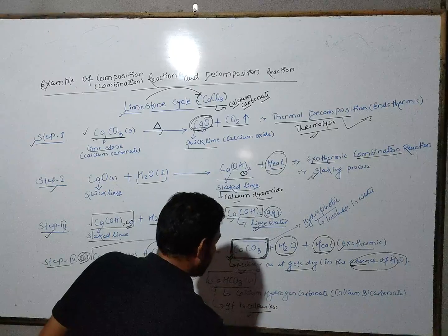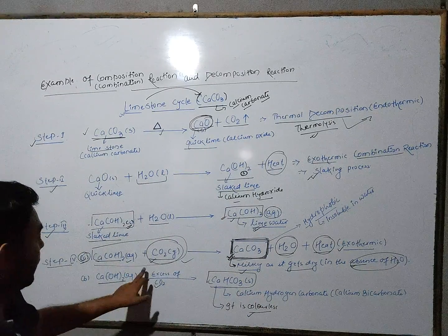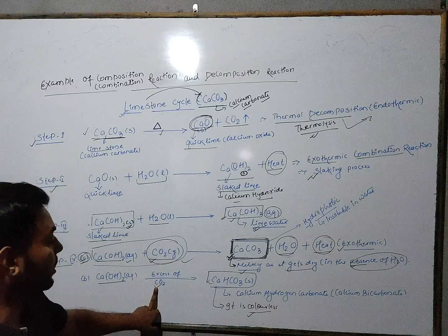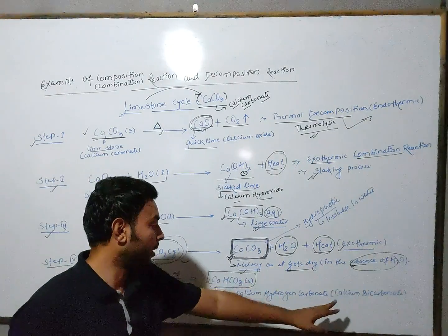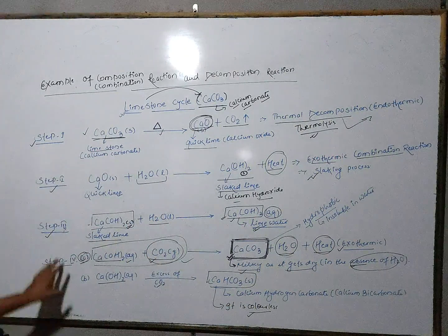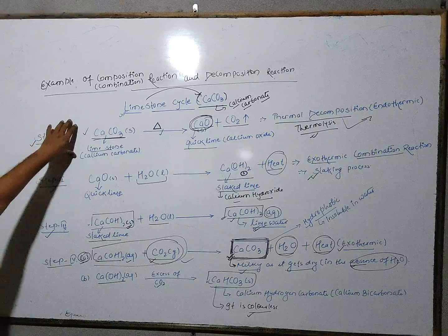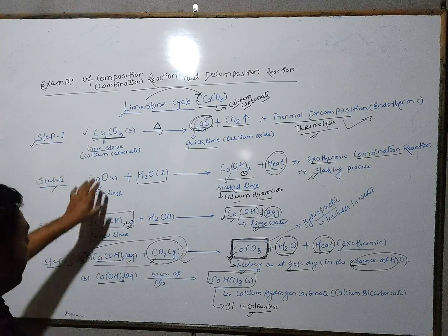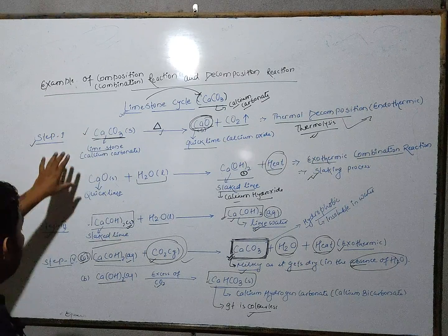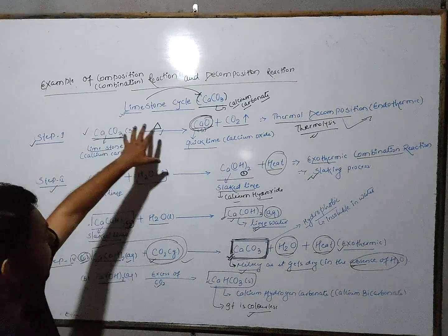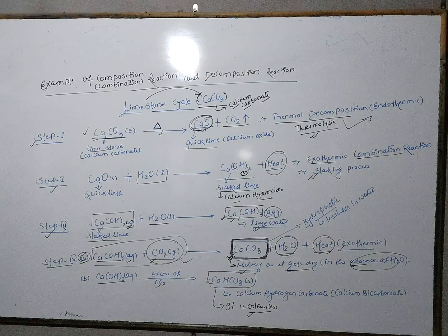So you have to understand it. Calcium hydroxide in the presence of excess carbon dioxide produces calcium hydrogen carbonate or calcium bicarbonate, which is colorless. From step 1 to step 4, you can easily understand that step 1 can be obtained again by the process of step 4. Hence we can say that all these cycles are interrelated and interconnected.